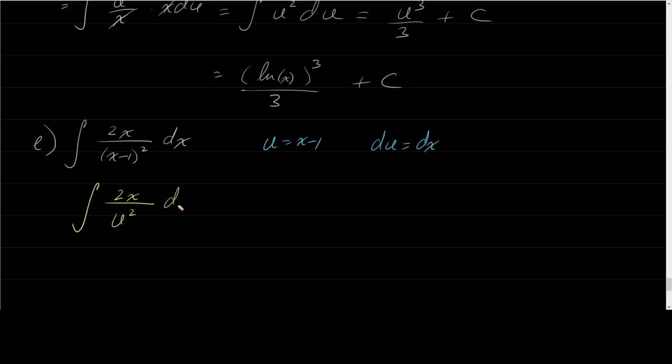Dx became just du. Now, the problem here is that that x in the numerator didn't cancel out. It's still there. So we cannot integrate this as written. We still need to manipulate this some more. Now, if you look at what we used for our u over here, if I solve for x there, that tells me that x is equal to u plus 1. So plugging that in, I end up with the integral of 2 times (u plus 1) over u squared du.